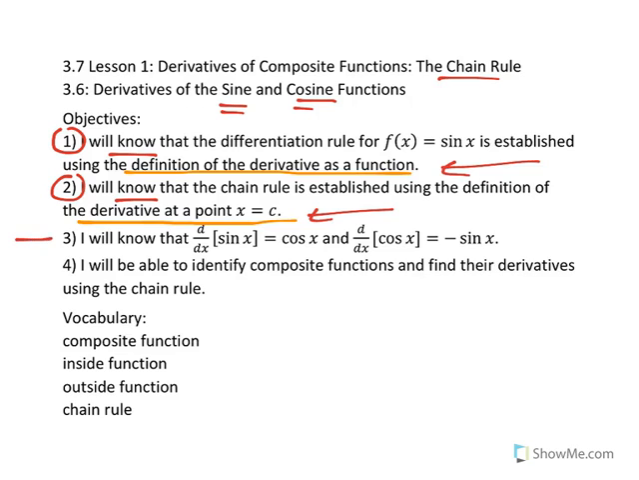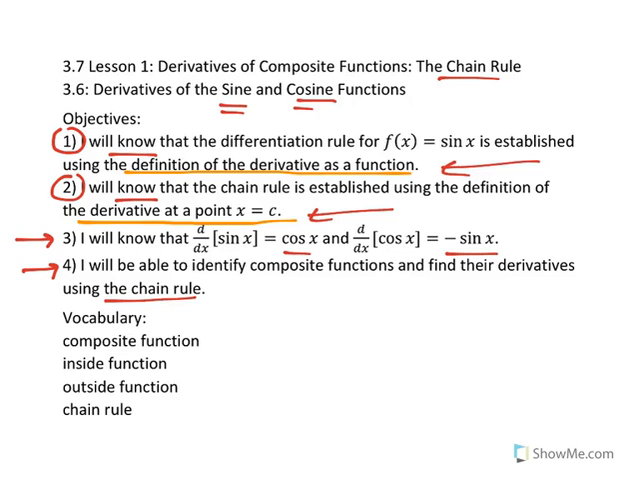And our third objective is you will know when you have the function f of x is equal to sine x, the derivative f prime of x will be cosine of x. And when you have the function f of x is equal to cosine x, the derivative of cosine x will be negative sine x. And the main part of today's lesson is objective 4. You'll be able to identify composite functions and find their derivatives by using something called the chain rule.